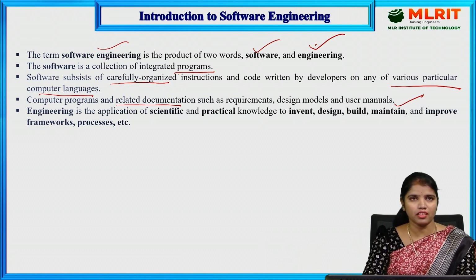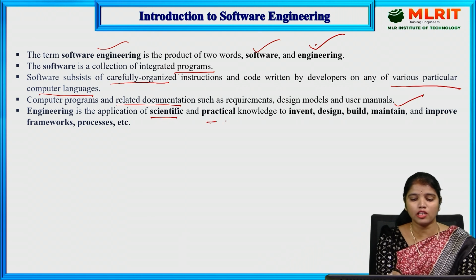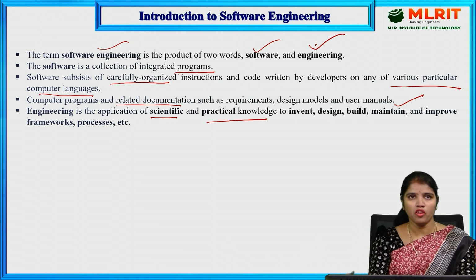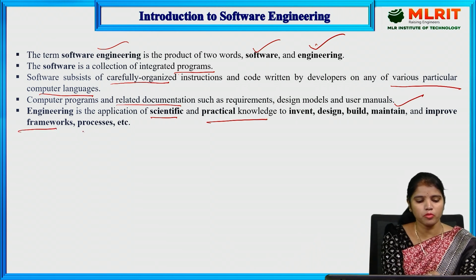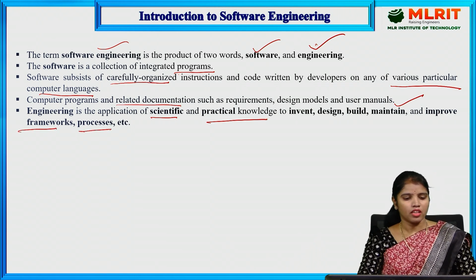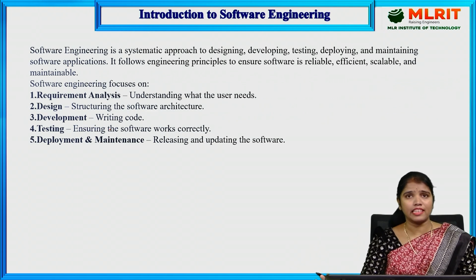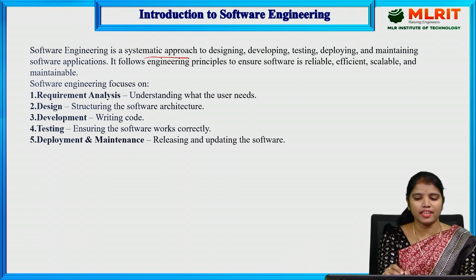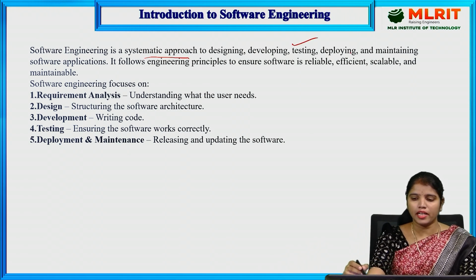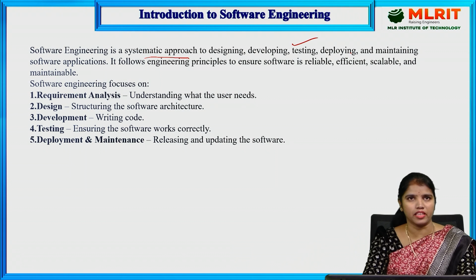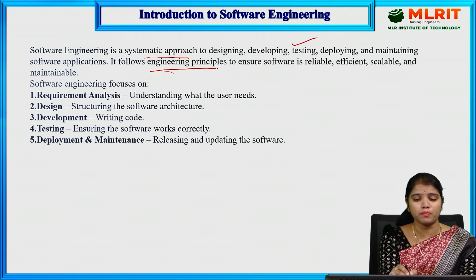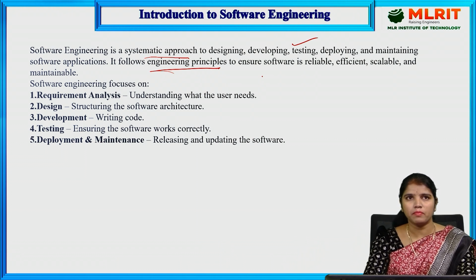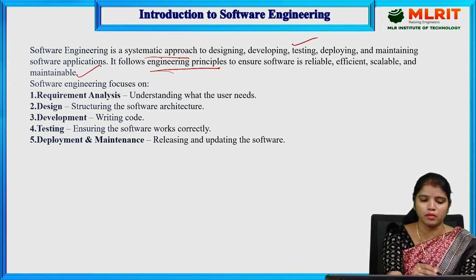Engineering is the application of scientific and practical knowledge to invent, design, build, maintain, and improve frameworks as well as processes, etc. Now, what exactly is software engineering? Software engineering is a systematic approach to designing, developing, testing, deploying and maintaining software applications. It follows engineering principles to ensure software is reliable, efficient, scalable, as well as maintainable.